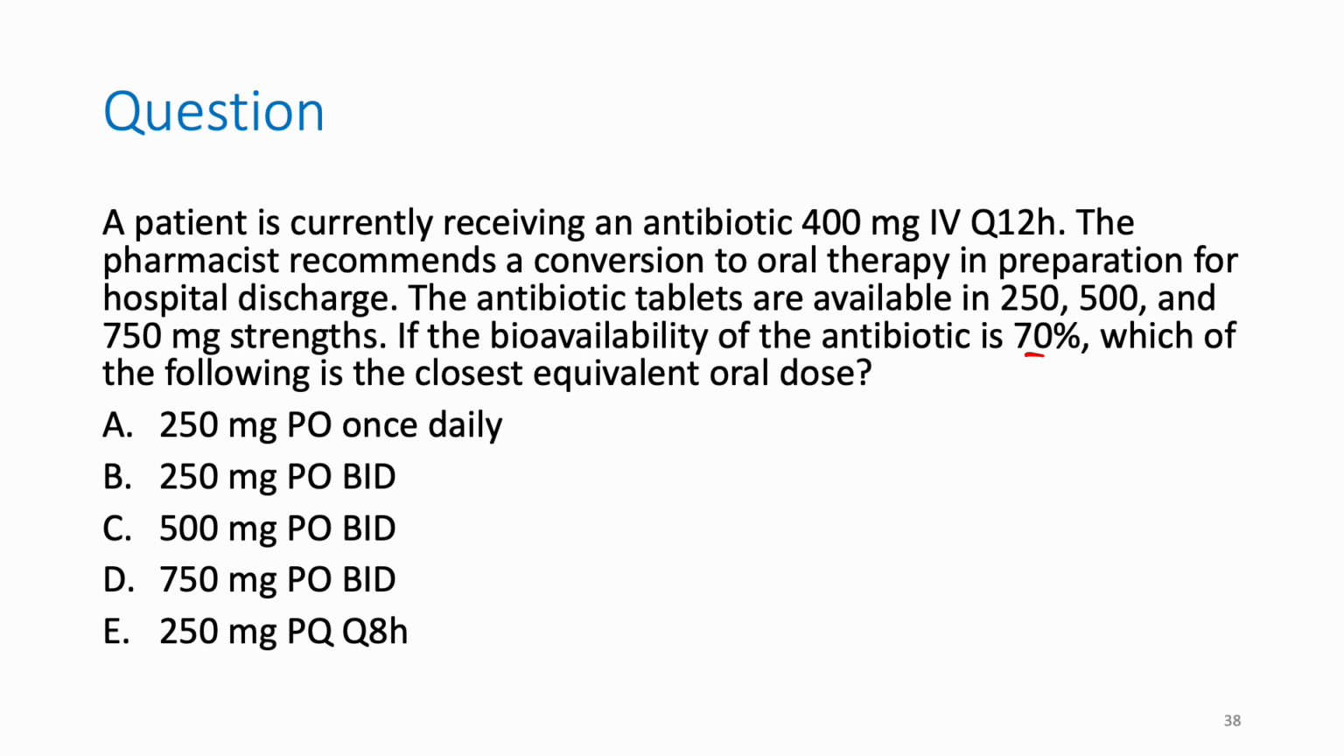So you have five different choices. 250 milligram oral, all of them oral, once daily. 250 milligram oral, 2 times daily. 500 milligram oral, 2 times daily. 700 milligram oral, 2 times daily. 250 milligram, this is a pill, every 8 hours. So how to solve this problem?